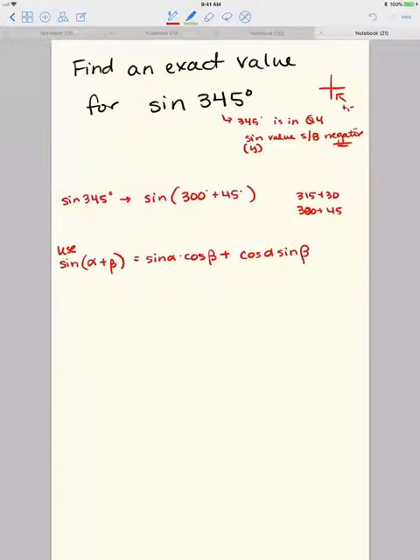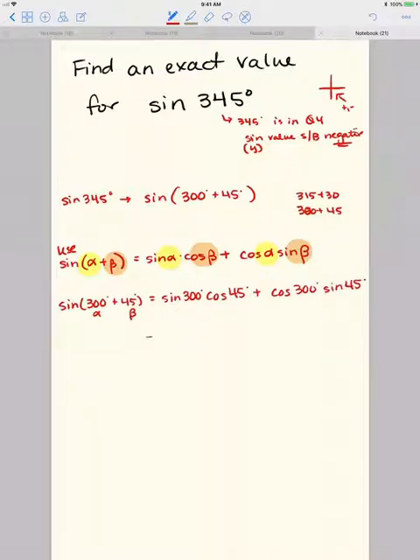And, like color coordination helps. By all means, please do so. So it helps you keep the values straight. All right, so we'll do sine of 300 degrees plus 45 degrees. So 300 is going to be our alpha, or our first angle A. 45 is going to be our second angle, beta or B. So this will be the sine of 300 degrees times the cosine of 45 degrees plus cosine of 300 degrees times sine of 45 degrees.